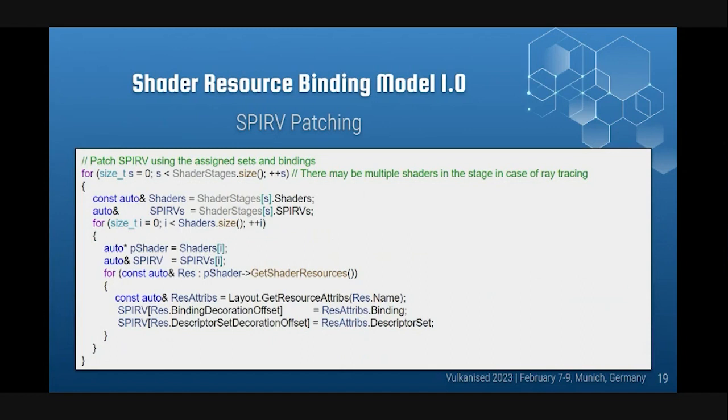So basically, for every pipeline state, the process goes through all the shader stages, and in each shader stage, it goes through each shader. And in case of ray tracing, there may be multiple shaders in each shader stage. That's why there is this outermost loop. So the process goes through the list of shader resources, and it takes the binding and descriptor set from the resource layout, and it takes the decoration offsets from the reflection that was loaded when the shader was created, and it patches this SPIRV bytecode.